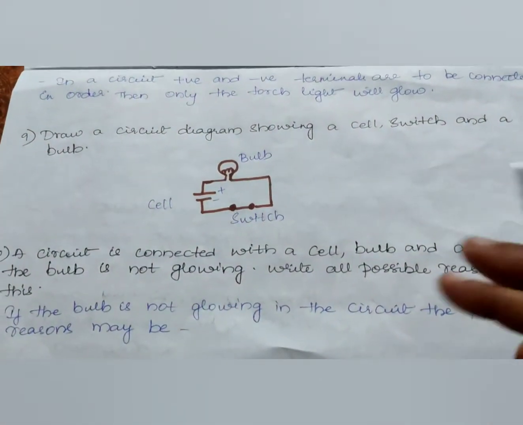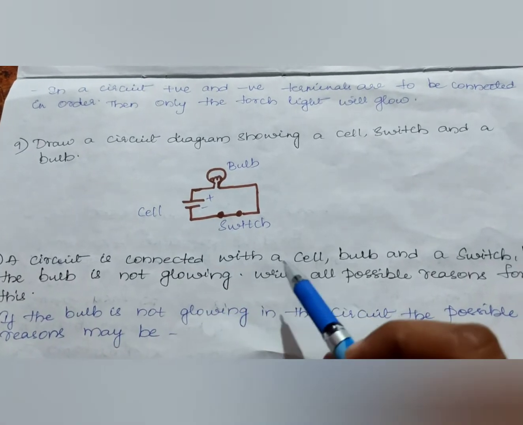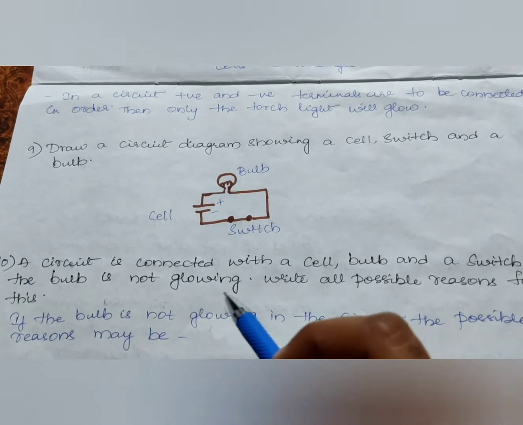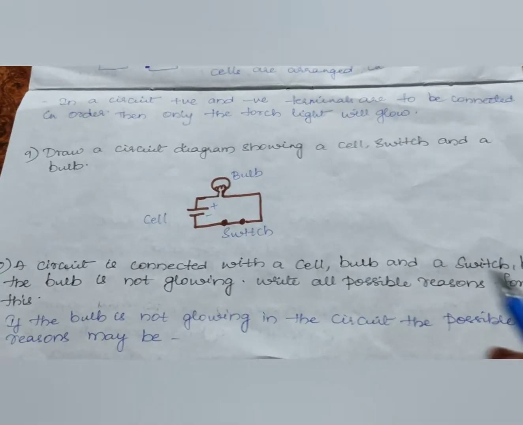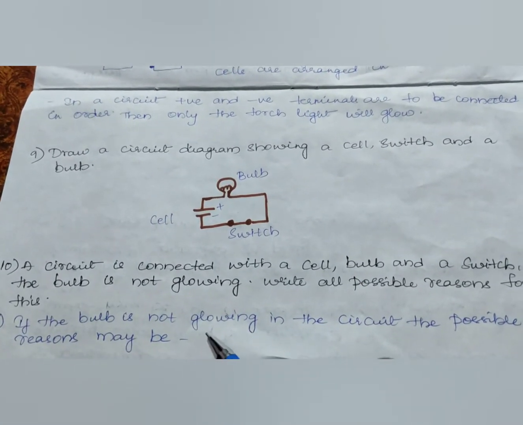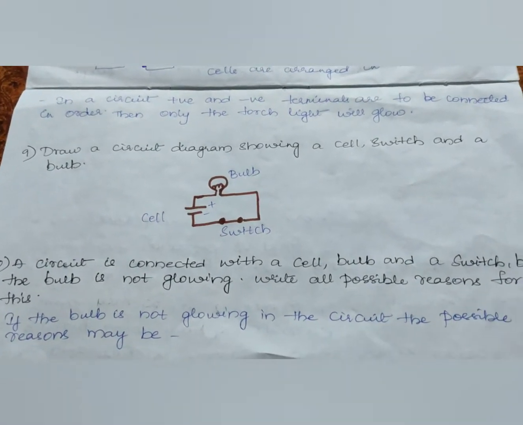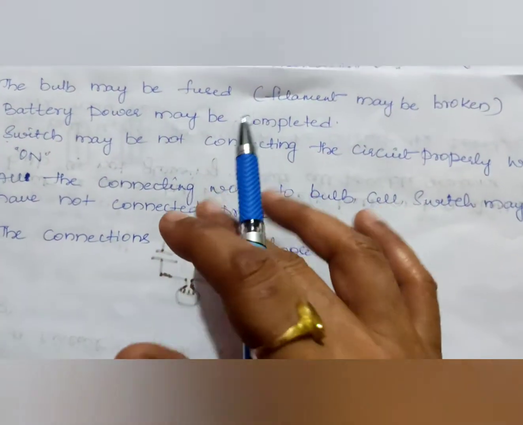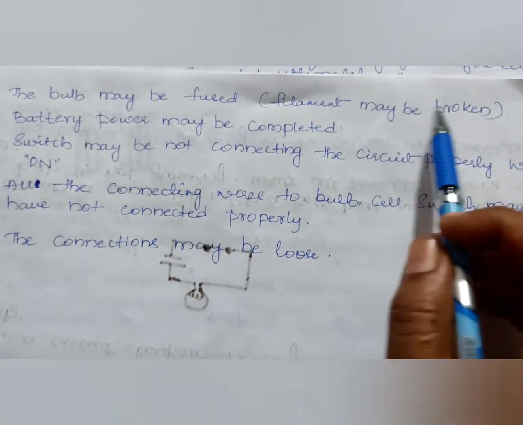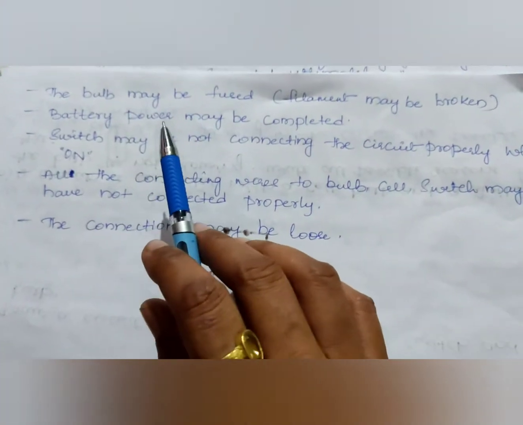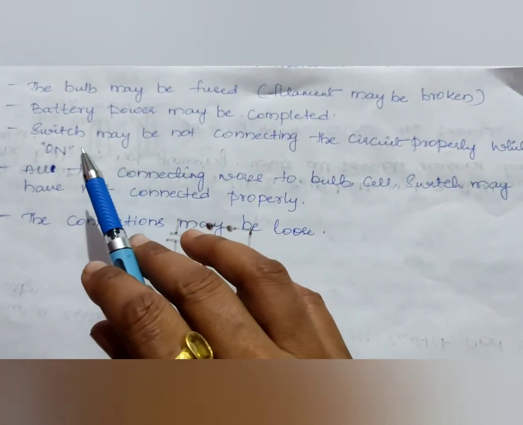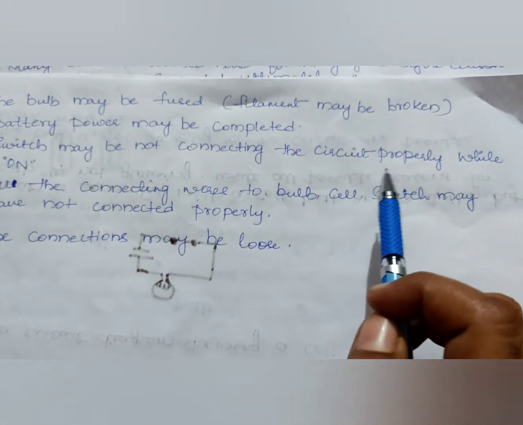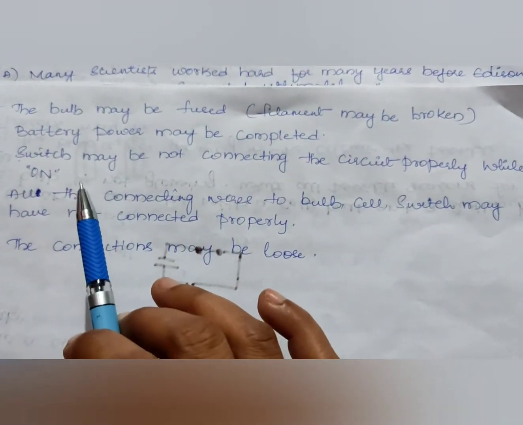Next, 10th question. A circuit is connected with a cell, bulb and a switch, but the bulb is not glowing. Write all possible reasons for this. If the bulb is not glowing in the circuit, the possible reasons may be like this. The bulb may be fused, that is the filament may be broken, battery power may be completed, switch may be not connecting the circuit properly while it is on position.